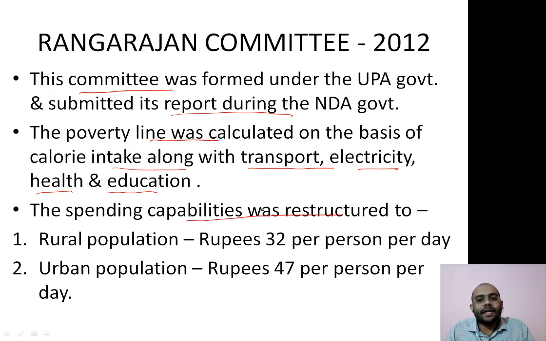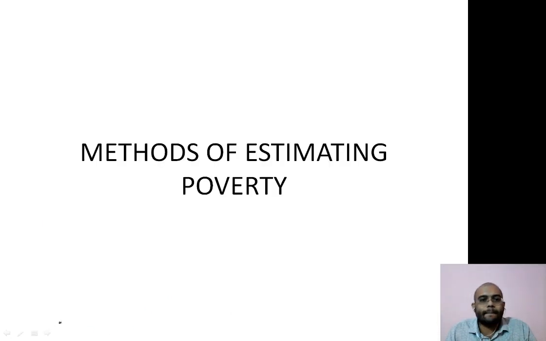The Suresh Tendulkar committee said 27 rupees for rural population and 33 rupees for urban population. The Rangarajan committee said no, because of inflation adjustment, rupees 32 per person per day for rural population and rupees 47 per person per day for urban population would be our poverty line.